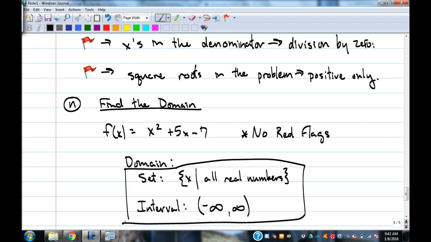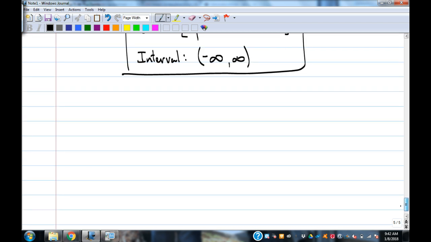We're going to do both notations today, or today and tomorrow. We'll probably kind of bounce back and forth between the two from time to time. Okay, so no red flags, it's all real numbers. Okay, that's nice.